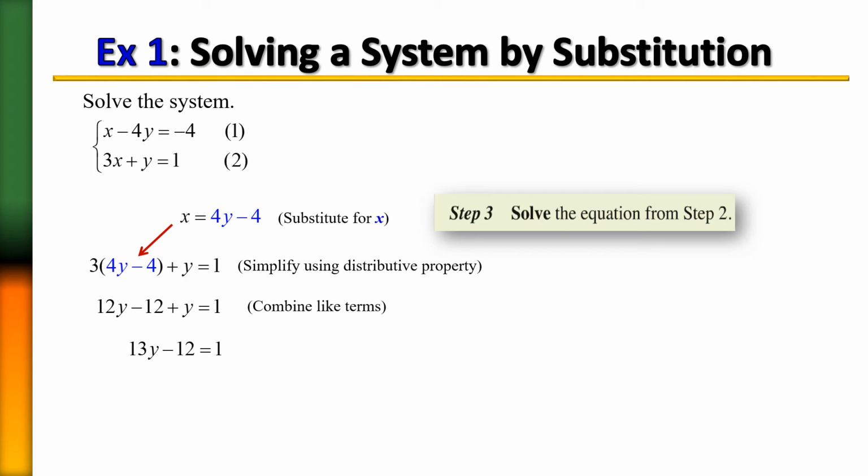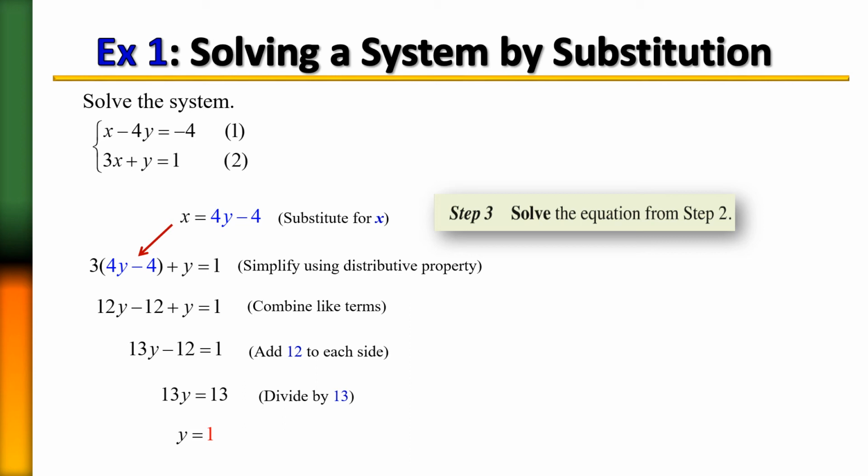Our next step to solving this equation is to do what? Yes, I need to add 12 to each side. Last step to solving this is to divide by 13, and y equals 1. So now we have one of our ordered pair values. We have y.